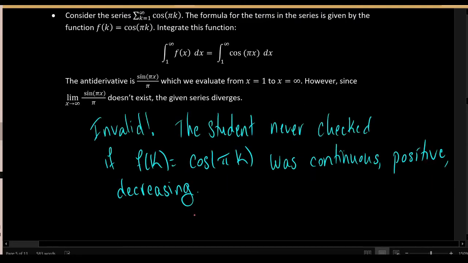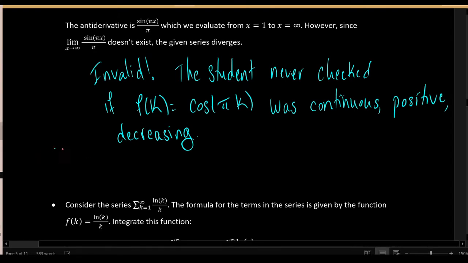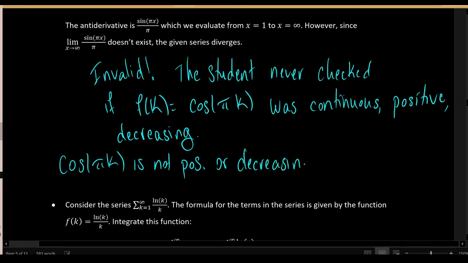In fact, cosine of pi k is going to run into problems with both of these last two requirements. Cosine pi k becomes negative, dips below the x-axis on a regular basis, and it also is increasing sometimes. So these last two conditions are not satisfied, which means that the integral test is still locked. Which means that it was never appropriate to use the integral test in the first place.